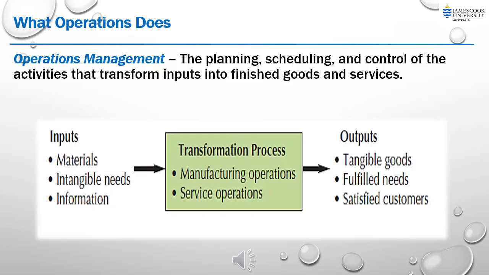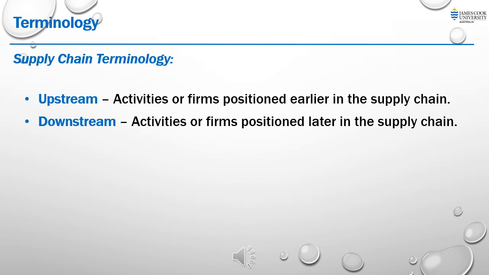Operation management is basically all the planning, scheduling, and control of many activities alongside all those supply chain activities to technically transform what we put in as materials, needs, or information into a finished good or service at the end. So basically, we have inputs, which can be materials, intangible needs, or information. Then we have the transformation process happening, which is the manufacturing or service operations. Then we have output, which can be tangible goods, or fulfilled needs, or a satisfied customer at the end.